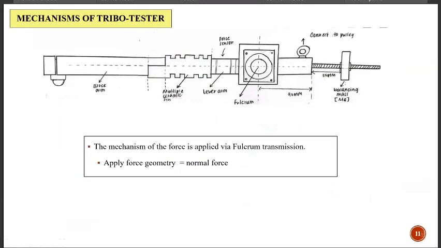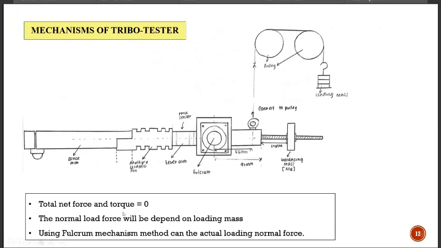Then we move to the mechanism of the tribo tester. The force is applied using fulcrum transmission, which is also lever transmission, and the whole tribo arm should be stable and balanced by using the balancing mass to adjust the balance. So the total net force and torque are zero along the tribo tester arm. Since the torque and net force are zero, the normal loading force depends on how much loading mass we apply, and using the fulcrum transmission method we get the actual normal loading force at the pin here.